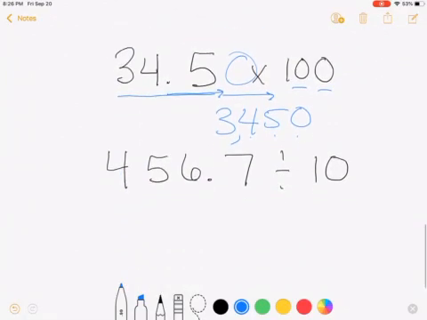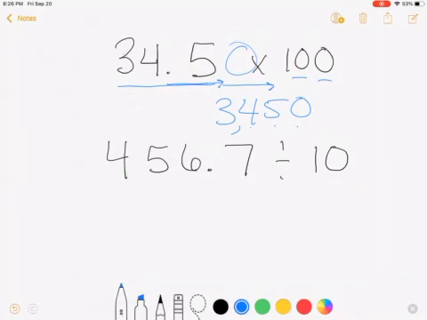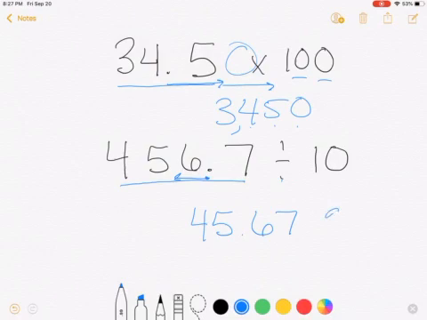When we divide, numbers get smaller. So this number, 456 and 7/10, we're just going to move that decimal one place to the left, and our quotient is 45 and 67/100ths. Answers to division problems are called quotients.